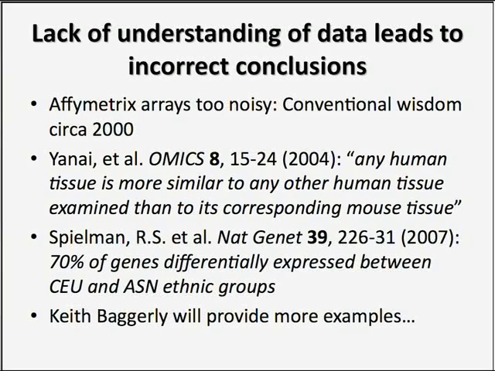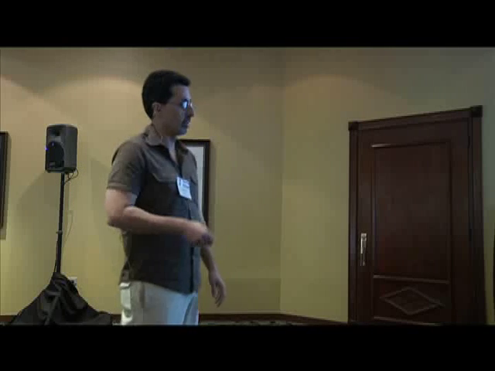The third one I'm going to talk about is this paper that claims that 70% of genes are differentially expressed between whites and Asians, specifically the HapMap CEU group and the ASN ethnic groups. And that also, I'm not a biologist, but that also doesn't make a lot of sense to me. And as you'll see, it's also a consequence of bad data analysis. And then tomorrow you're going to see how bad data analysis can really do harm when Keith Baggerly speaks.